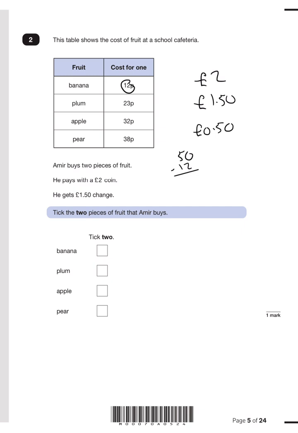0 minus 2 we can't do, we'll take 1 away from the 5 to make it a 4, 10 minus 2, 8, 4 minus 1, 3. Is there a 38 anywhere here? There is. That's the pair. 12p and 38p make 50p. So he must have bought the banana and the pear.